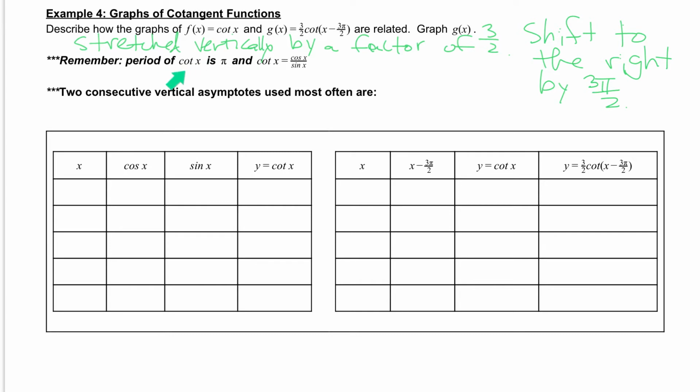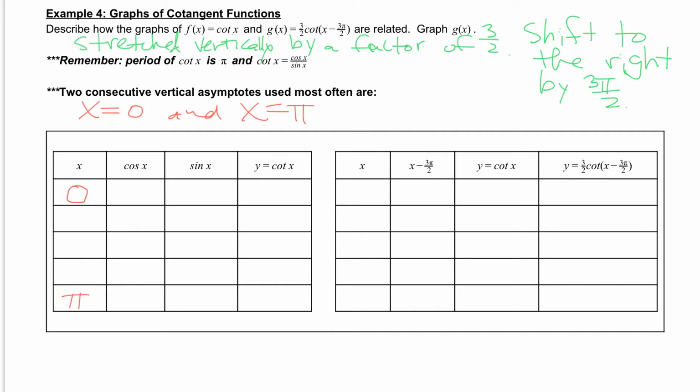Remember that the period of cotangent is pi, and the cotangent is cosine over sine. Two consecutive vertical asymptotes used most often for the cotangent function are x equals 0 and x equals pi. Remember, the tangent was negative pi over 2 to pi over 2. Our cotangent is going to be 0 and pi. So as we fill out our first box, just our original cotangent function, we're looking for our x values to start with our asymptote and end with our asymptote. So in one full period, we go from 0 to pi.